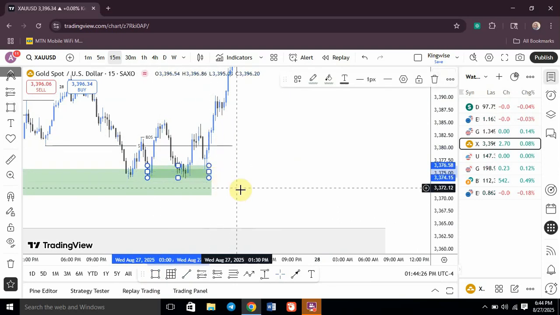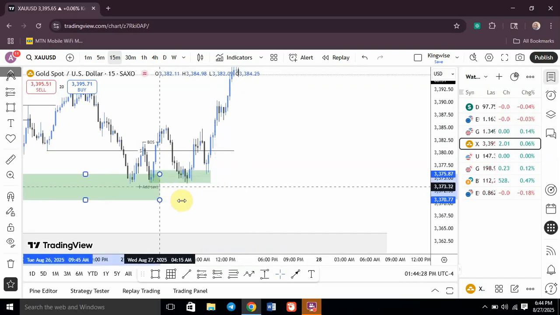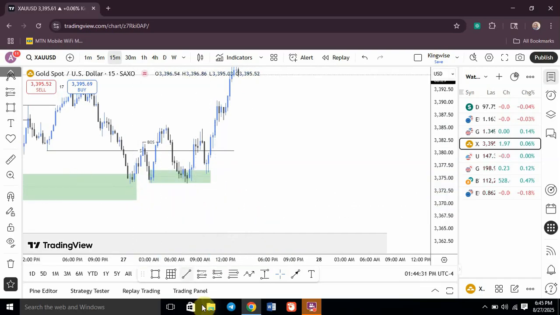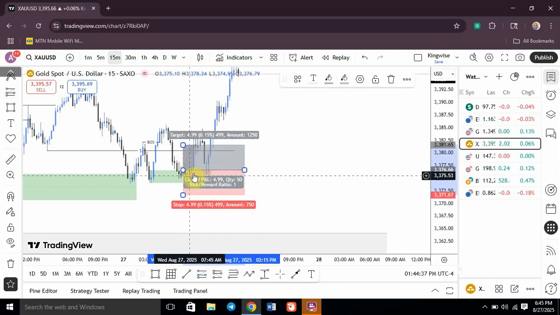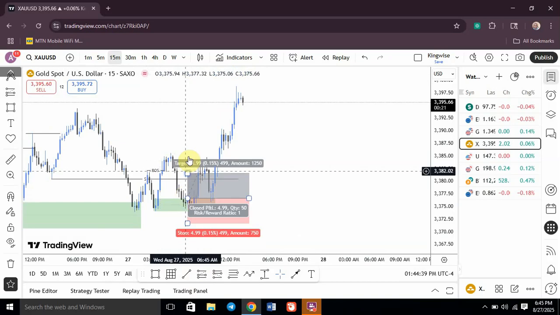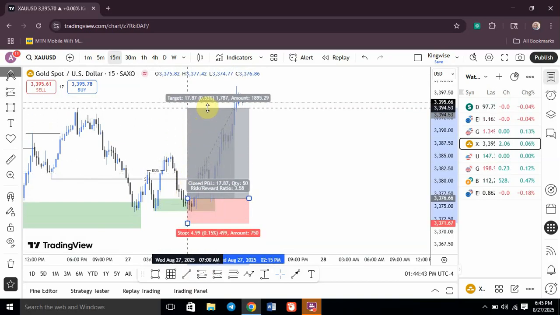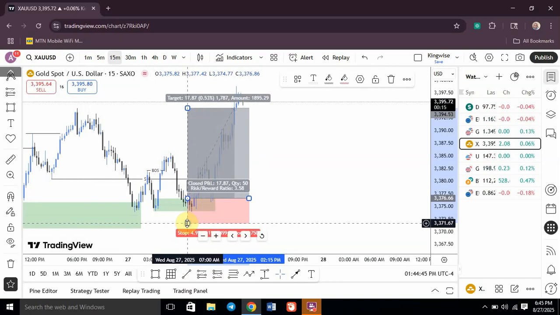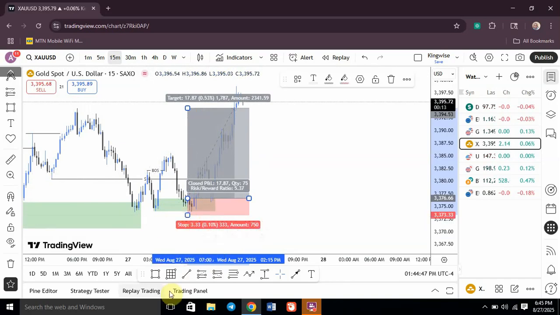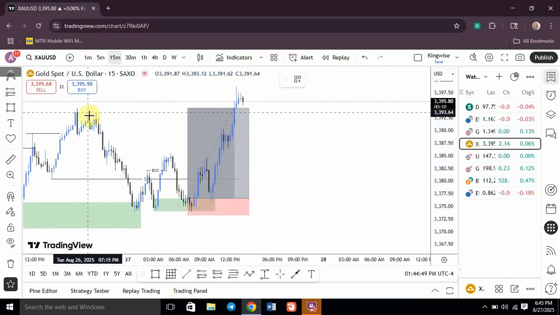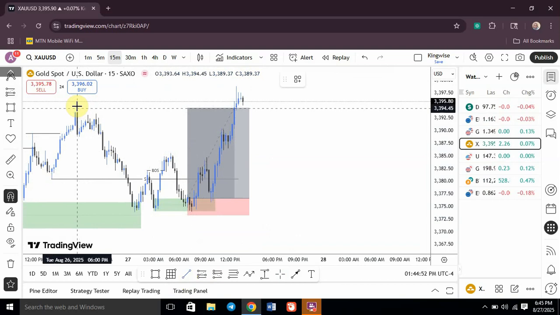So this was my entry. This was my entry at this point, and this was the target, this high. And then, sorry about that, this is the buy side liquidity.